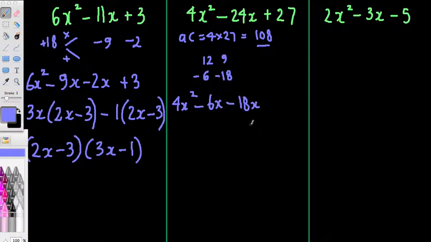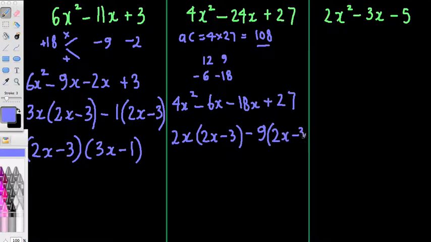So split that bx term into 2 using those two numbers. And now we can factorise. So 4x squared take 6x, let's take out a common factor of 2x, and we'd be left with 2x minus 3. Okay, common factor here, 18 and 27, well, that would be 9. 2x minus 3. It works.